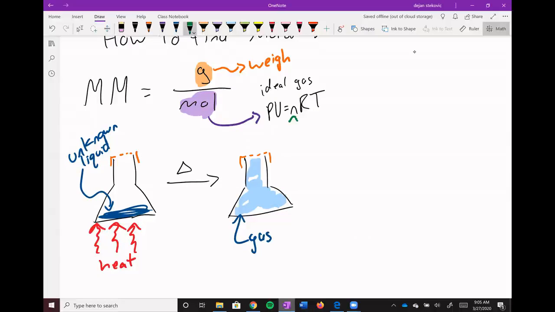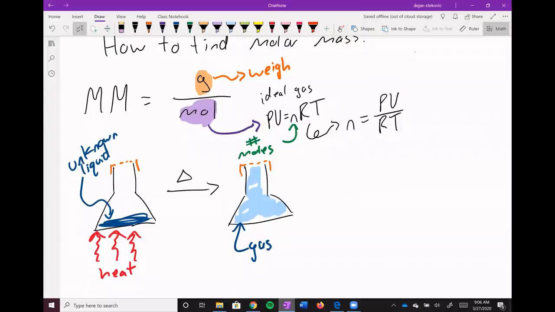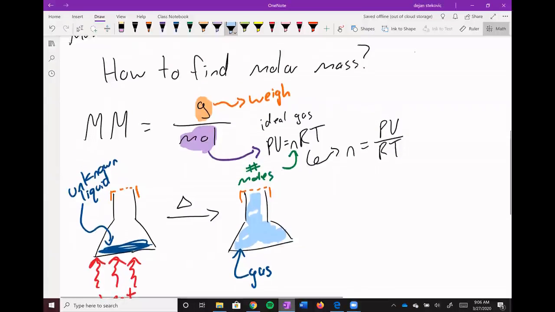Right? And right here in this equation, we have number of moles, which is exactly what we want to figure out. So we can take this equation and reorganize it to solve for number of moles. So we're going to divide both sides by RT. And so you'll get n equals PV over RT. So if we know P, V, R, and T, we can figure out our number of moles, and thus we can figure out the molar mass. So let's take a look at each one of these components.